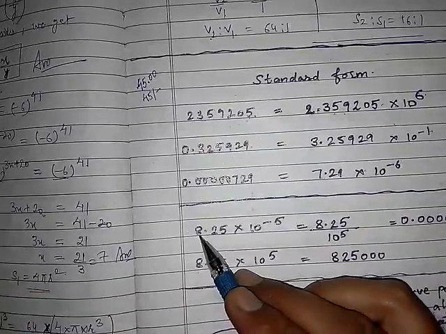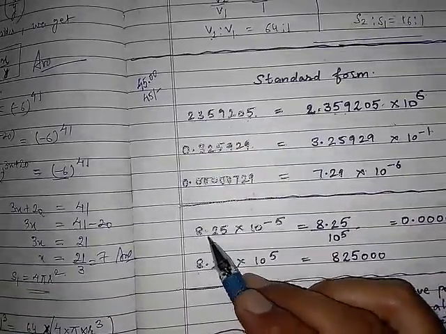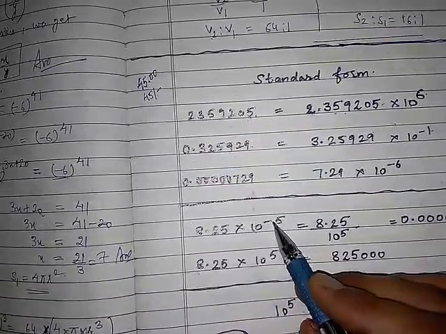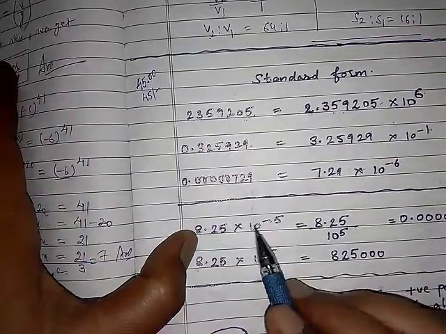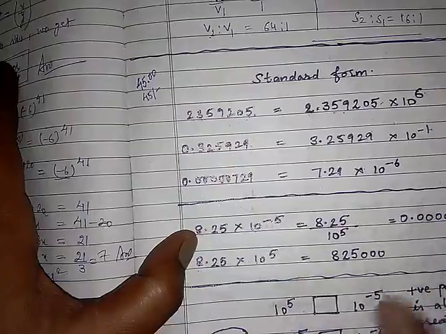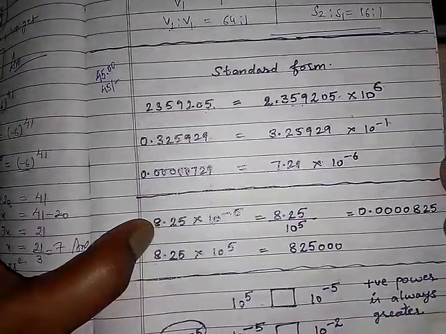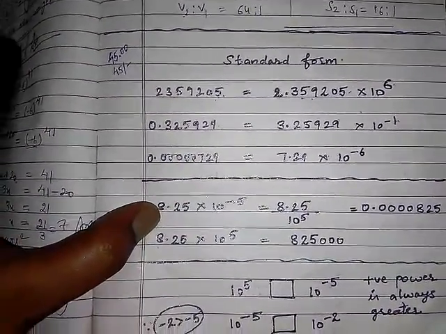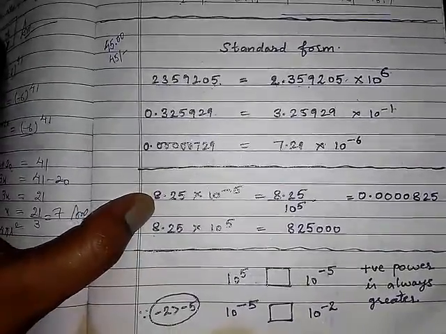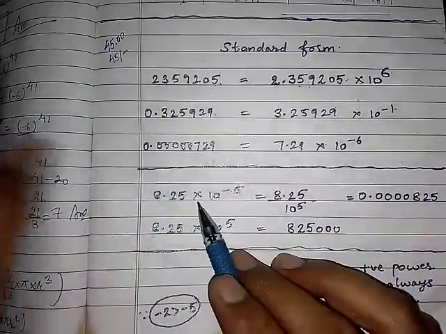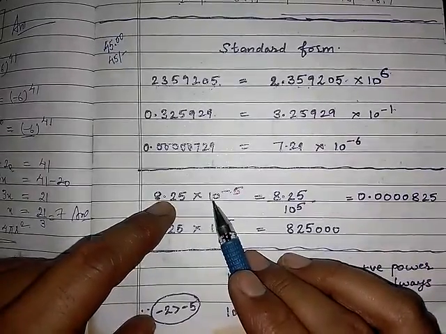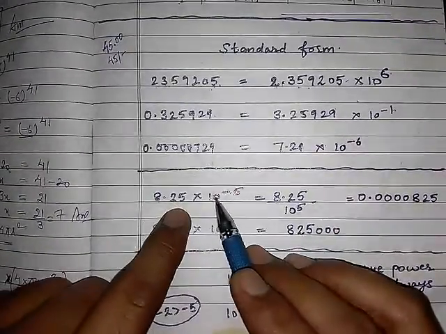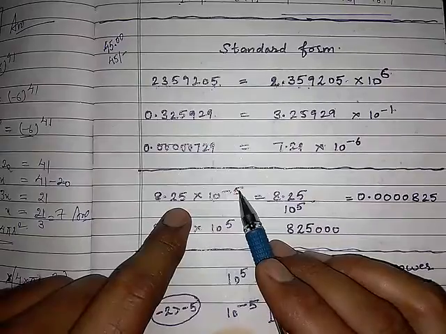Suppose you are given the number in the standard form that is 8.25 into 10 raised to the power minus 5. Okay. So keep in your mind that negative power is there. It means you have to shift the decimal to the left hand side. Clear? The first way, either you keep it in the mind, or cram the rule, or you go with the simple method. So what is that method? 10 raised to the power minus 5.